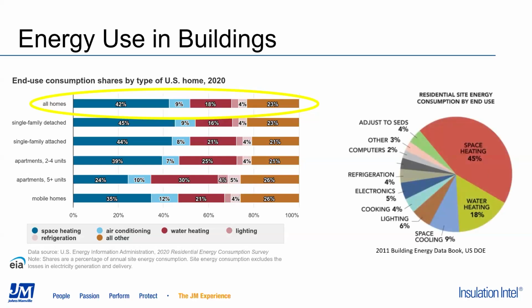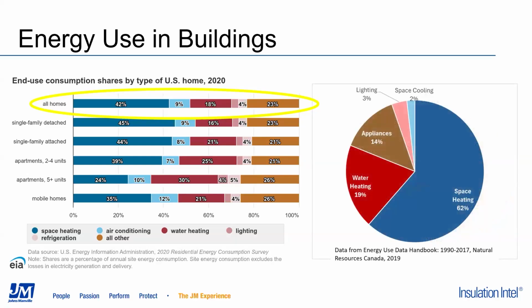Just for historical perspective, the pie chart on the right is showing the same sort of data, but from back in 2011. We see that it hasn't really changed a lot. Water heating is still at 18%. Space heating has come down a little, from 45 to 42, but not much. Air conditioning is still sitting at 9%. So in terms of the percentages, we're pretty much where we were 13 years ago or so.